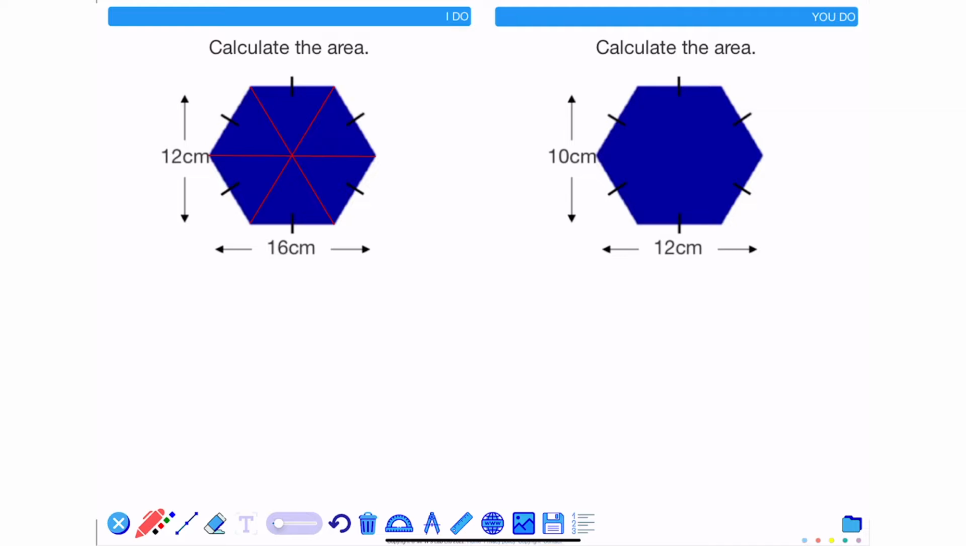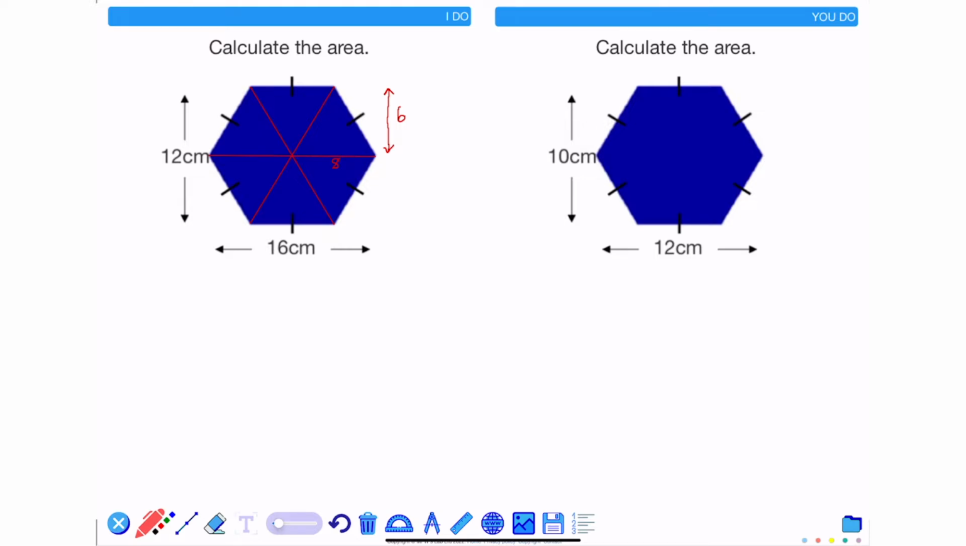If the total width of the hexagon is 16, the width of one triangle is 8. If the total height of the hexagon is 12, that means that the total height of a triangle is 6. And this is because the width of the hexagon is 2 triangles wide, and the height of the hexagon is 2 triangles high. So now I have a few options.